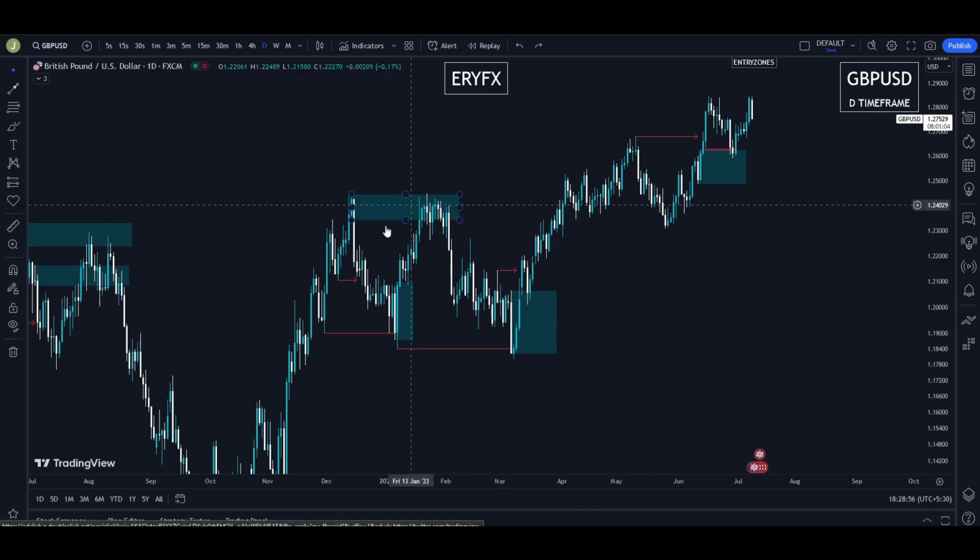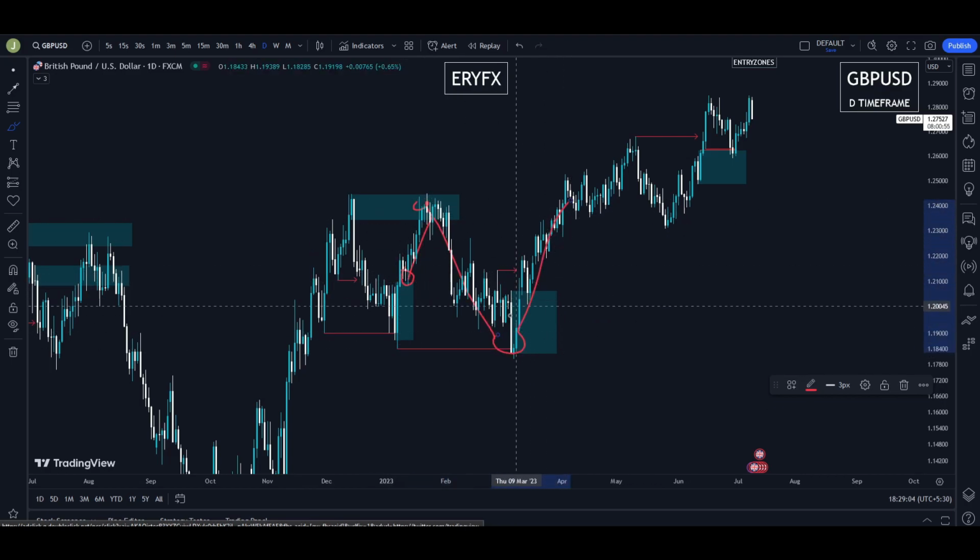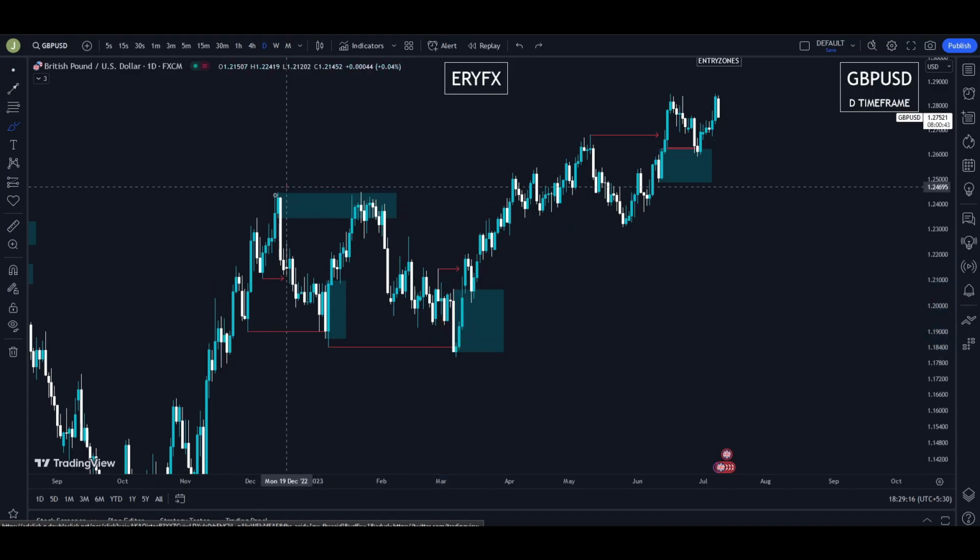So this is like normal order block and SND stuff. You can use it here to buy, then to sell, and then again to buy. You can take the buy from here. This one is the order block. This one is the SND.